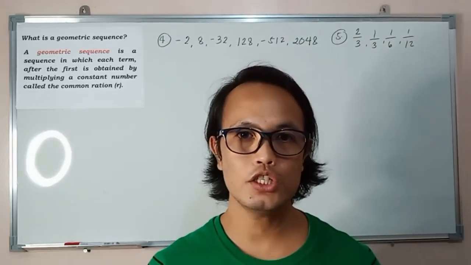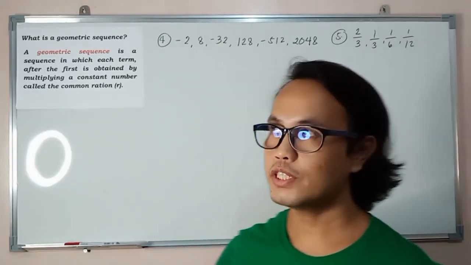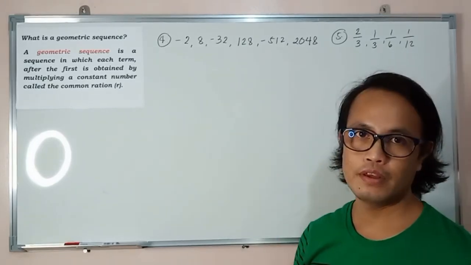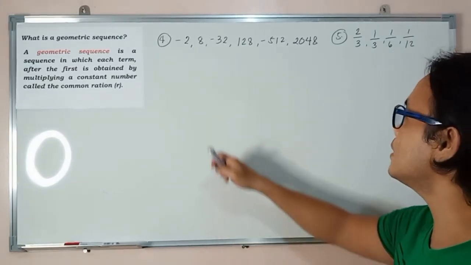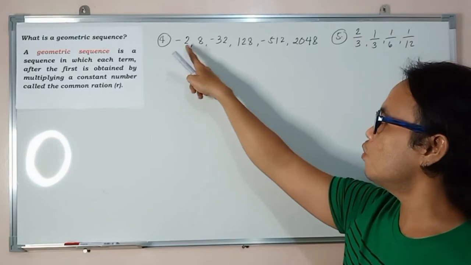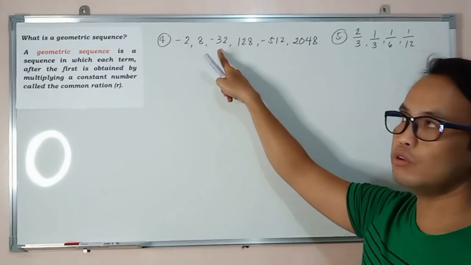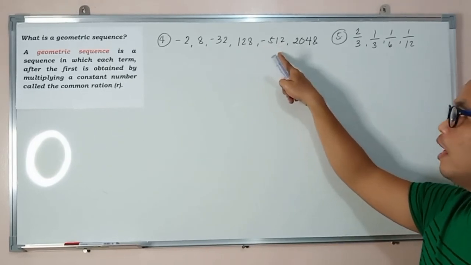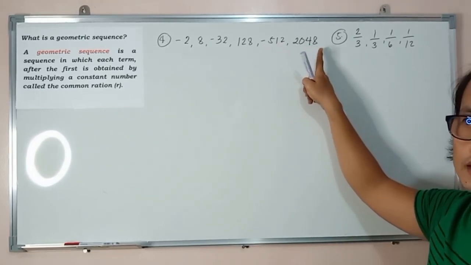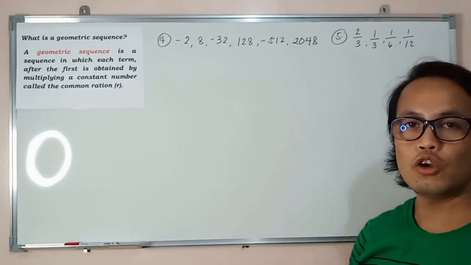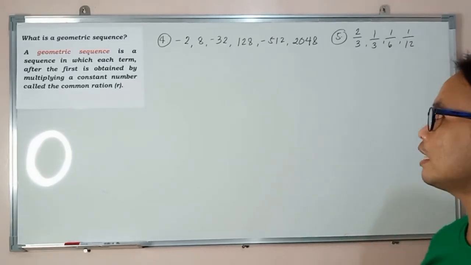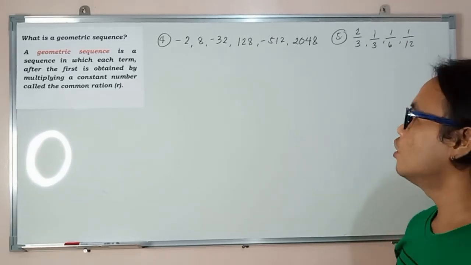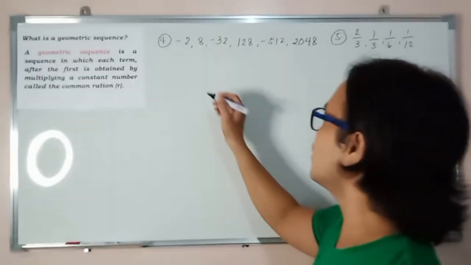Now let us proceed to our next example, which is example number 4. So for example number 4, we are given this sequence: negative 2, 8, negative 32, 128, negative 512, and 2048. So the same thing happens. We get the common ratio by dividing each term by the term preceding it. So our last term here is 2048.